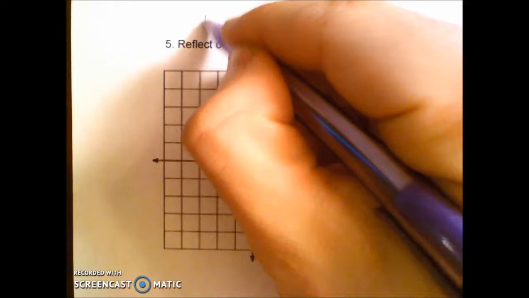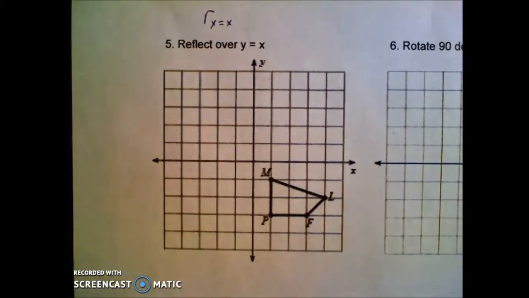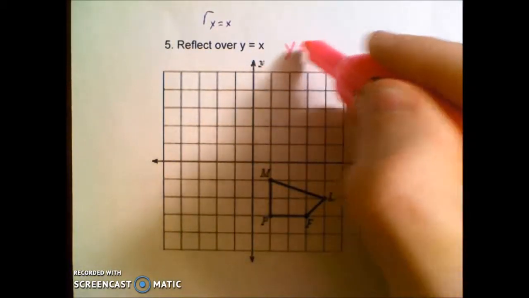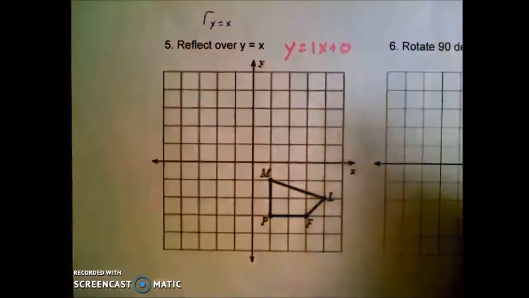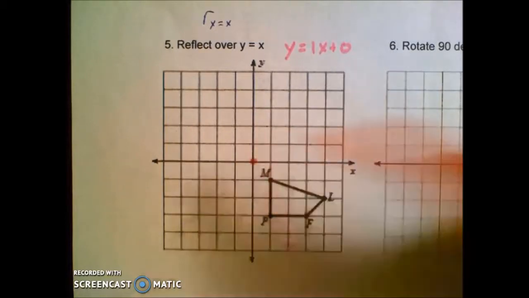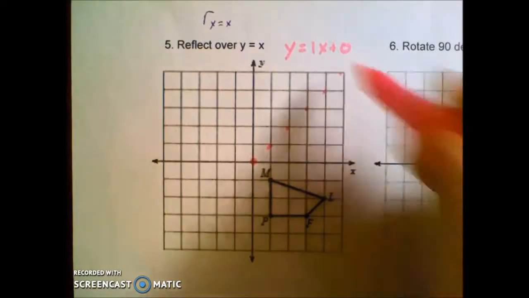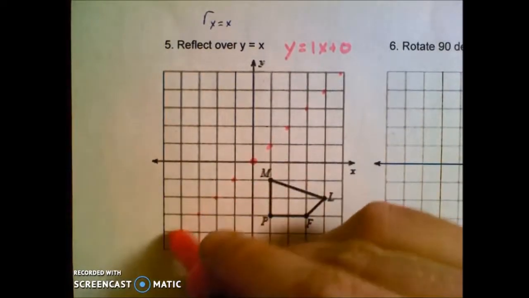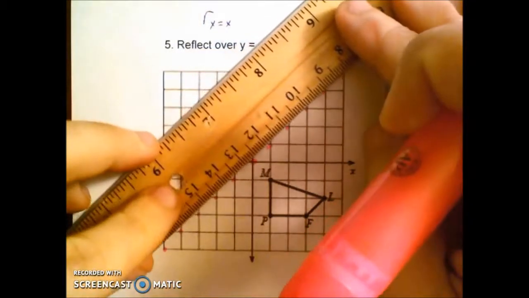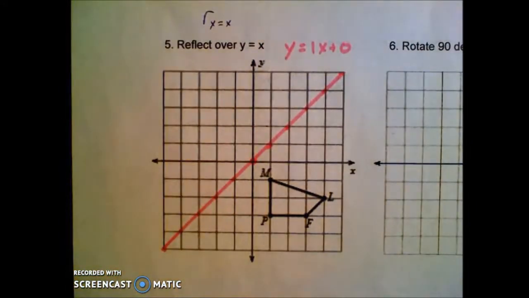Now again, in function notation, this is lowercase r, y equals x. Now the trick to this one, just like number 4, is knowing where the line y equals x is. Now remember that this could be written as y equals 1x plus 0, right? Reminding us that in the line y equals x, the y-intercept is 0 and the slope is 1 over 1, up 1. So in fact, the line y equals x is the diagonal line through the origin. I can draw that line in with a ruler or other straight edge. Once you've got that, it's not so bad.